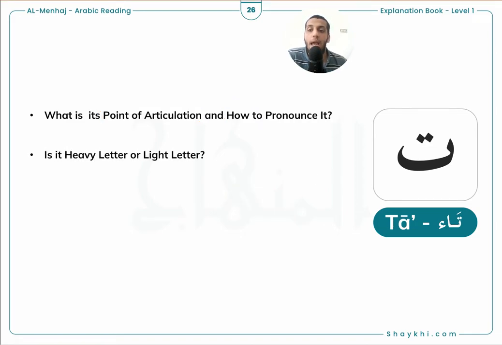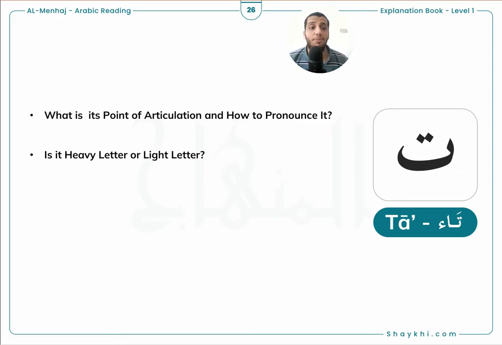The next question is, is this letter heavy or light? Again, when we say a letter is heavy or light, we are speaking about the back part of the tongue: whether it will be raised or not. If it is raised, the letter will be heavy, but if not, the letter will be light. And this letter is light. T, which means the back of the tongue will not be raised. T.